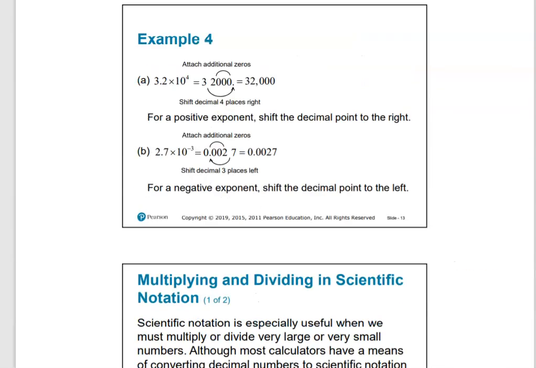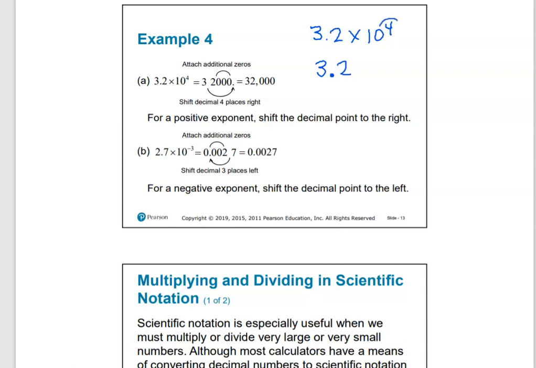Okay, so we've got 3.2 times 10 to the 4th. Right now our decimal is right here, and the 4 tells us we're going to go to the right 4 decimal places, so 1, 2, 3, 4, and we're going to need to put zeros in all of these places to fill the number up, so 32,000 would be the correct answer if we were going backwards.